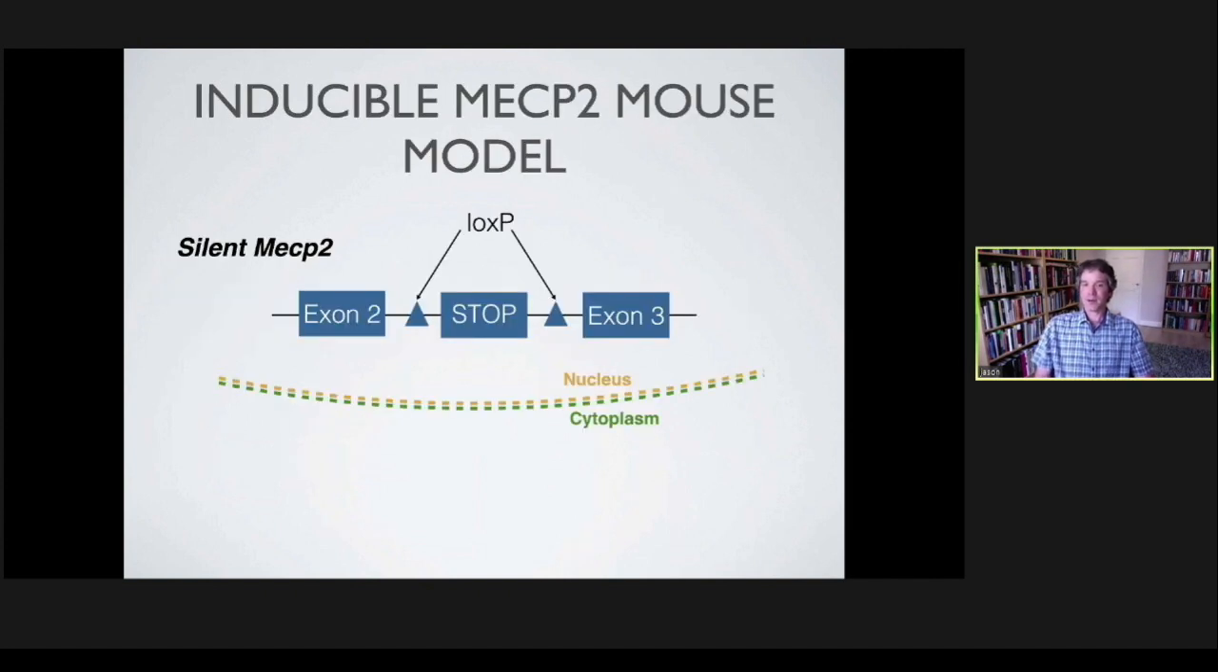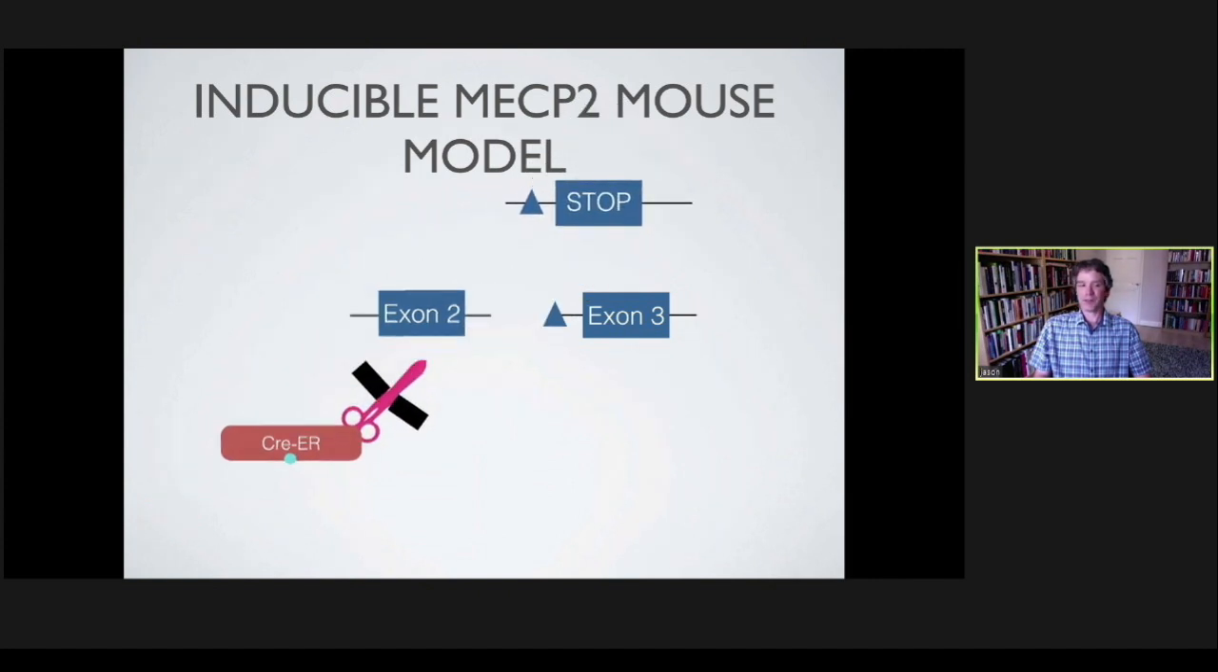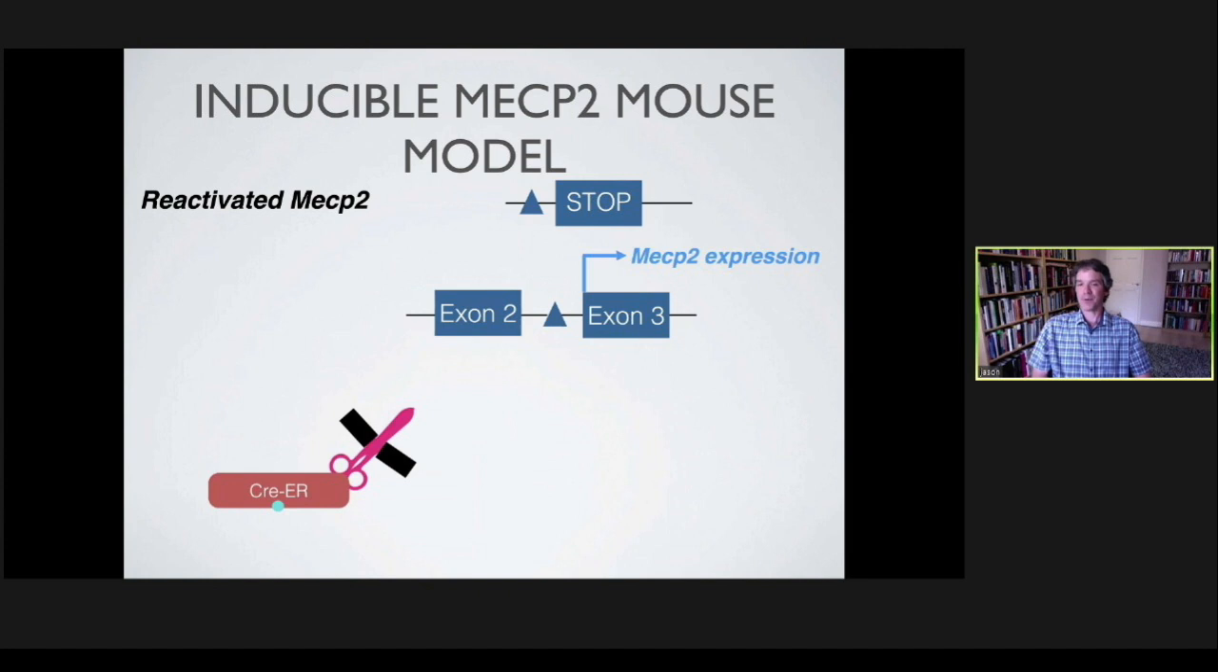And so the way that this model works is that the mouse has this particular stop codon inserted between exon 2 and 3 of the MECP2 gene, but it's surrounded by two sites, two LoxP sites, that can be cut out at a time of our choosing. So effectively, these mice are bred with Cre-ER mice. Upon the injection of tamoxifen, it binds to Cre-ER, which in turn excises the stop codon, causing the gene to be expressed normally again and have functioning MECP2.